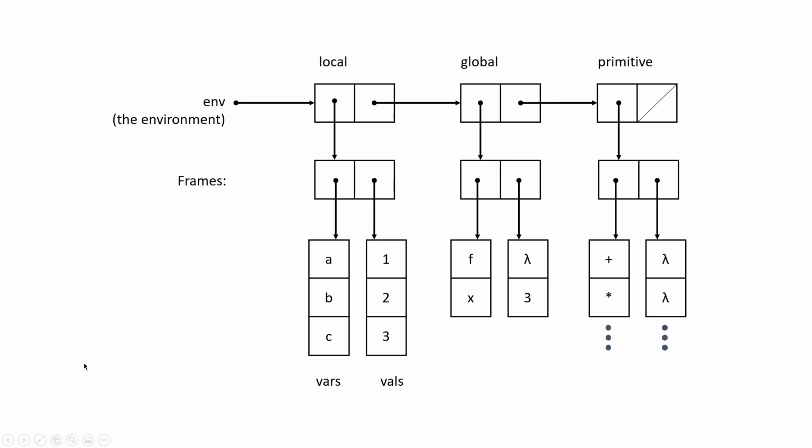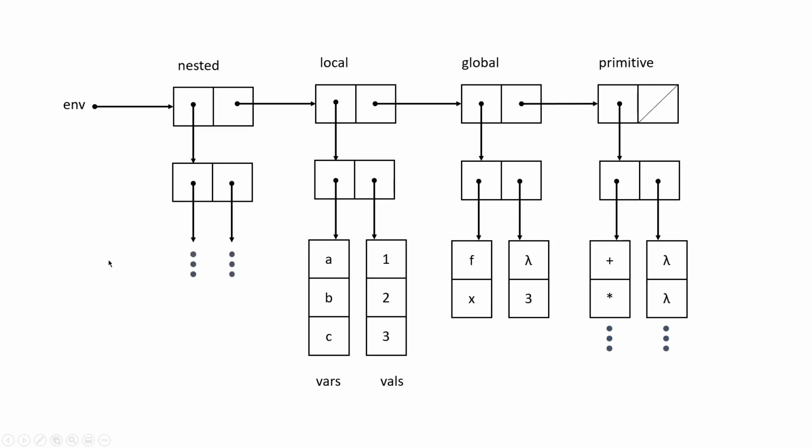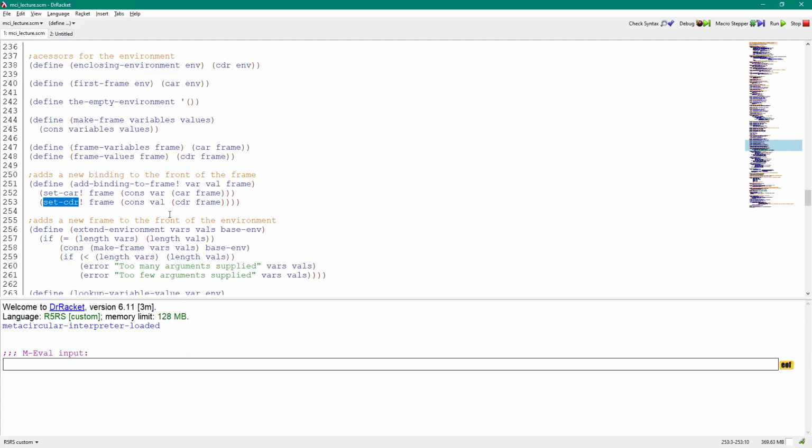So if we had some nested function inside local, it could look like this, where environment points to that nested function now, which has all of its bindings. I didn't bother coming up with examples here. But then the CDR, the enclosing scope around that nested function, would be the local function, and then the global and the primitive. So we just cons to the front of that a new frame, and now we have an extended environment. So let's see what that looks like in the code here.